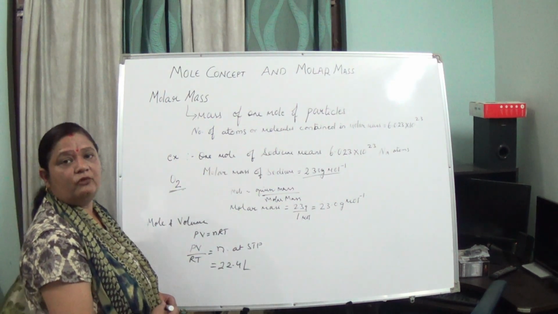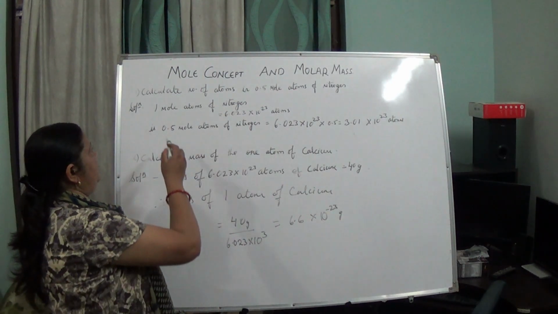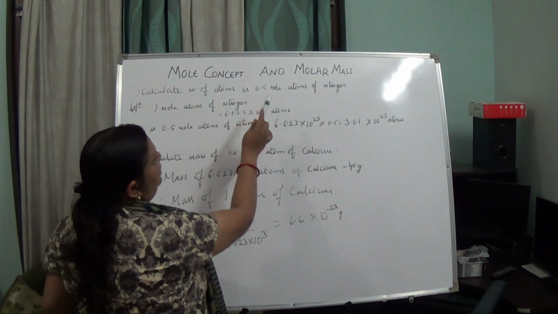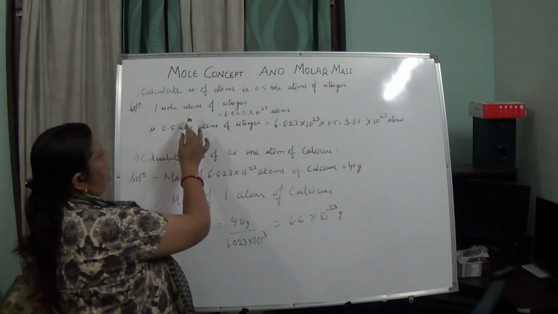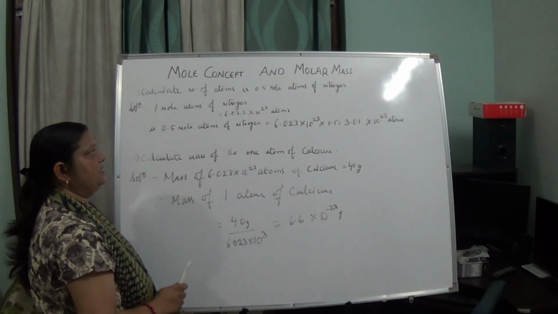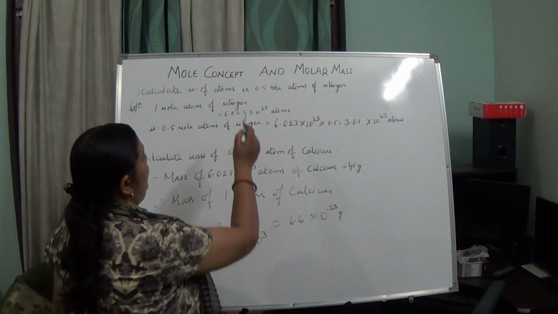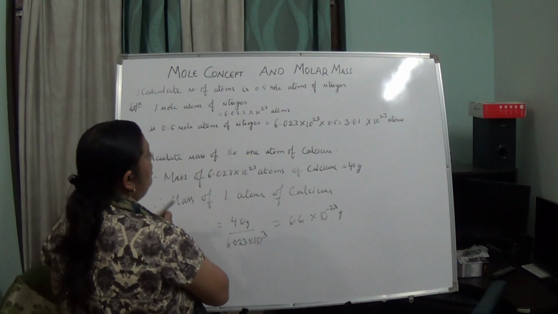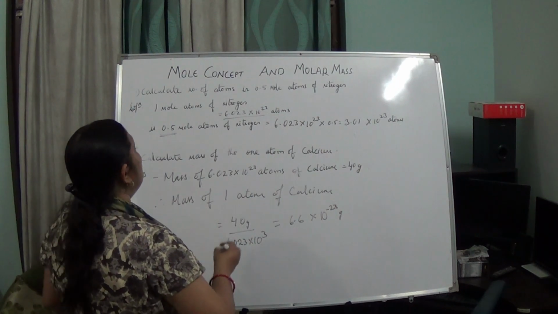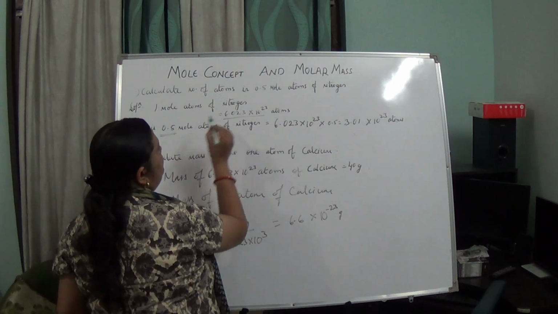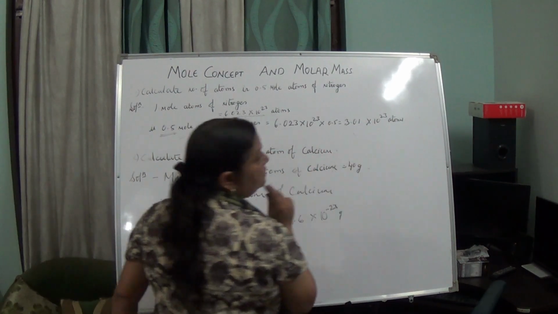Now let us solve 1 or 2 numericals. First numerical I have taken: calculate the number of atoms in 0.5 mole atoms of nitrogen. 1 mole atom of nitrogen consists of 6.023 into 10 to the power 23 atoms. So how much will 0.5 mole consist of? If 1 mole consists of 6.023 into 10 to the power 23, then for 0.5 you have to multiply this number with the Avogadro number. So you get 3.01 into 10 to the power 23 atoms.